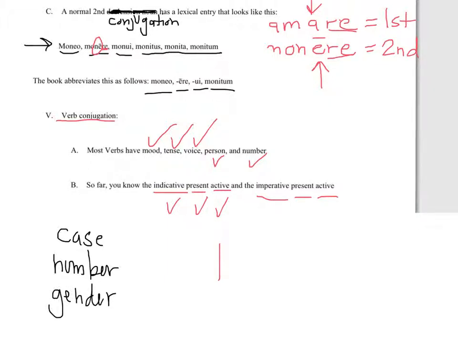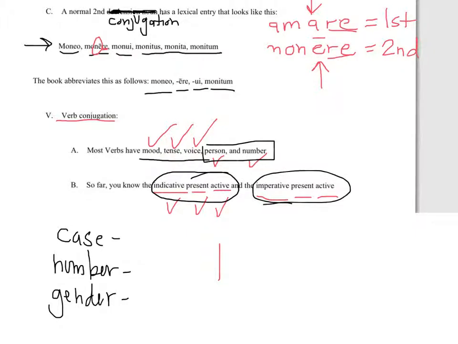That's the same way that adjectives are identified, case, number, and gender. Case is the ending, like nominative, genitive, dative, accusative, and ablative. Number is singular or plural. And gender is masculine, feminine, or neuter. But verbs have mood, tense, voice, and most of them also have person and number. The only two forms that you've been exposed to in the book so far are the indicative present active and the imperative present active. Those are the two types that you're expected to conjugate and translate at this point.